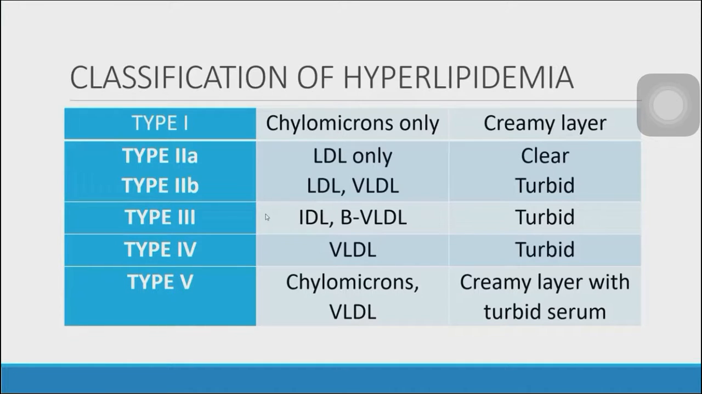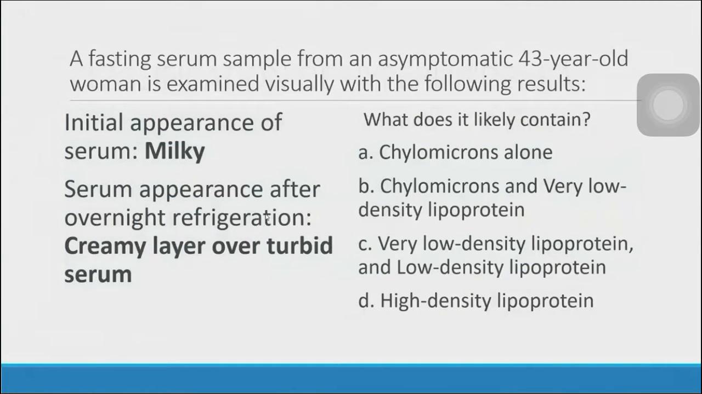Okay, so paano naman siya tinatanong or ano yung mga pwedeng itanong sa kanya? It can be asked like this. So, for example, a fasting serum sample for an asymptomatic 42-year-old woman is examined visually with the following results. The initial appearance of serum is milky, and then the serum appearance after overnight refrigeration becomes creamy layer over turbid serum. So initial appearance of the serum, milky. Ibig sabihin, chylous siya. May appearance ng lipoproteins. So after overnight refrigeration, naging appearance ng serum, may creamy layer over turbid.